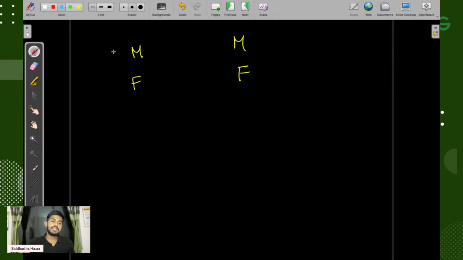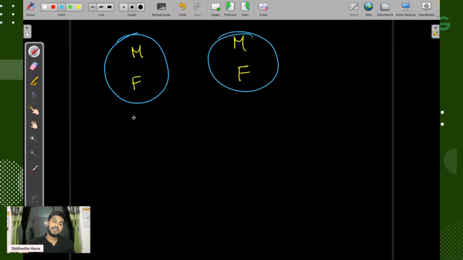Suppose this is team 1, this is team 2. I want to select two people. So I can have M from the first team and M from the second team. I can have M from the first team, F from the second team. I can have M from the first team.